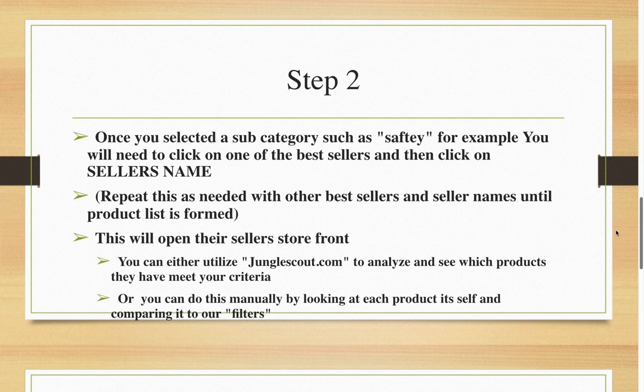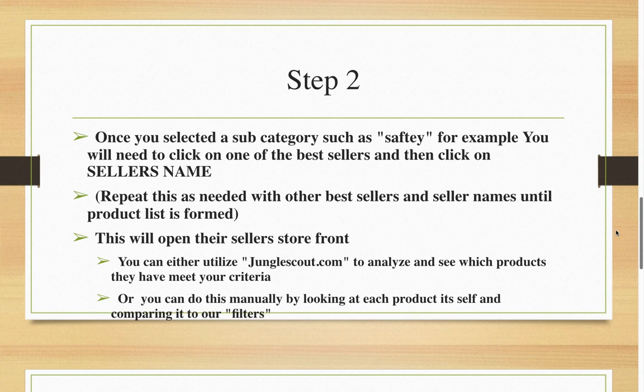Okay, so step 2, once you've selected your subcategory, such as safety is a good one, you'll need to click on one of the best sellers and then the seller's name. So you're going to pick whatever product stands out to you most, that looks good, that presents well. Then you're going to go to that product. If you use that product, great. If you don't, it's not a big deal because we're going to be searching a little deeper.